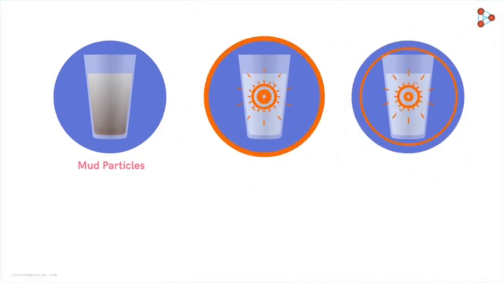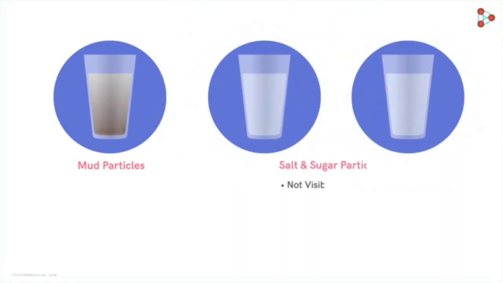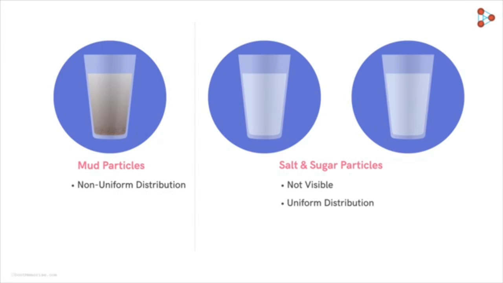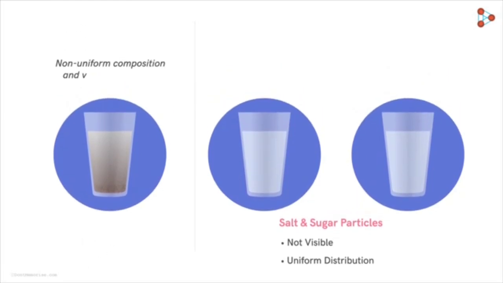This is because in these 2 cases, we cannot see the dissolved salt or the sugar particles with our naked eyes. The salt and the sugar particles are evenly distributed in water. Whereas in the glass with the mud and water, we are easily able to see the mud particles suspended and settled in the glass. So, we can see that there are 2 types of mixtures. In the first mixture, its composition is not uniform, and its components are in different phases. That is, you're able to see the different components separately. So this type of a mixture, which has non-uniform composition and varying properties, is called a heterogeneous mixture.